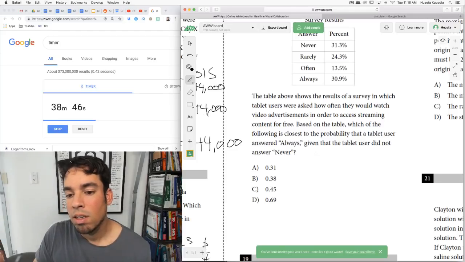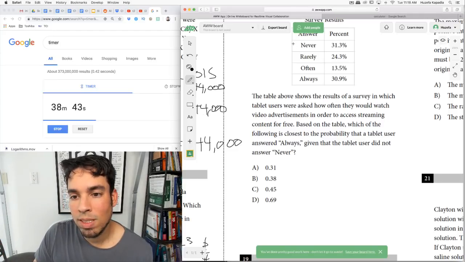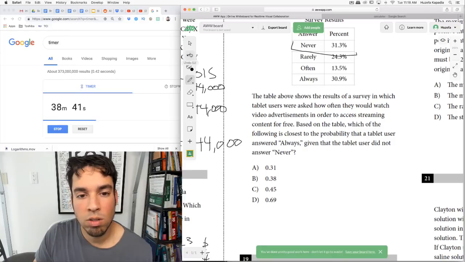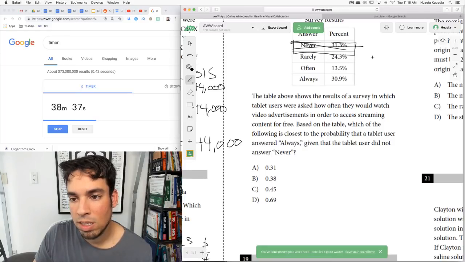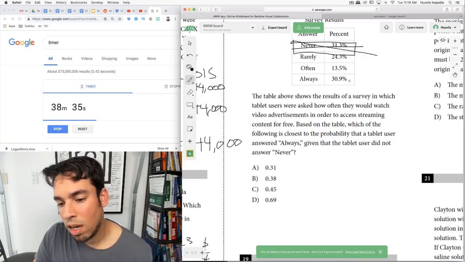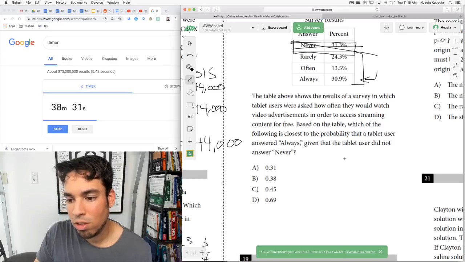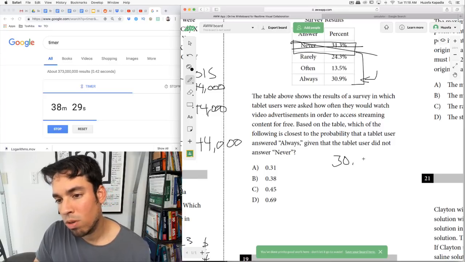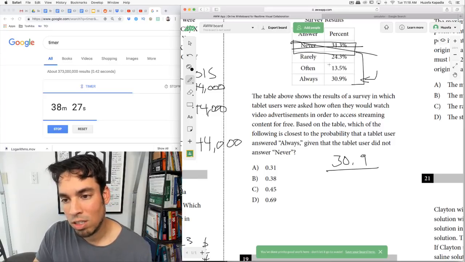Oh, got it. So we're saying, assuming that, we know that the never is out of the category, out of the running. Assuming that he didn't answer never. So what is the probability that they would say always out of this universe? Which is, we could just say 30.9. We don't even have to convert it to decimal, over that universe of 30.9 plus 13.5 plus 24.3.